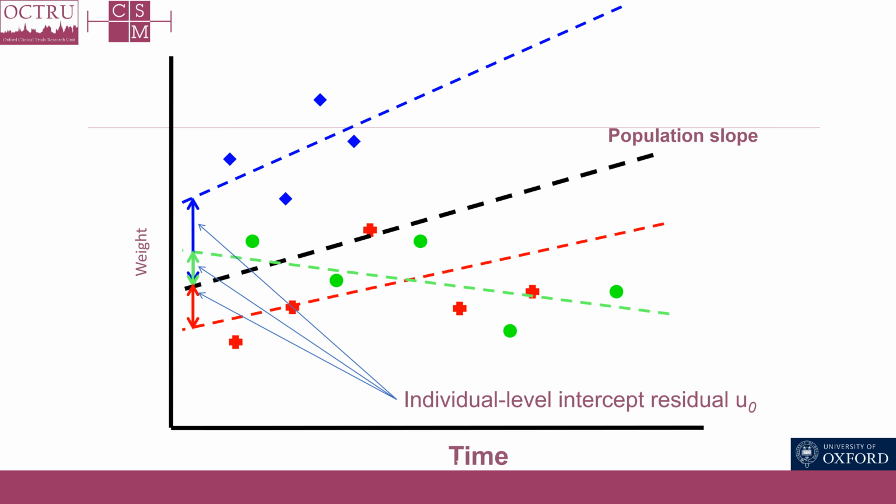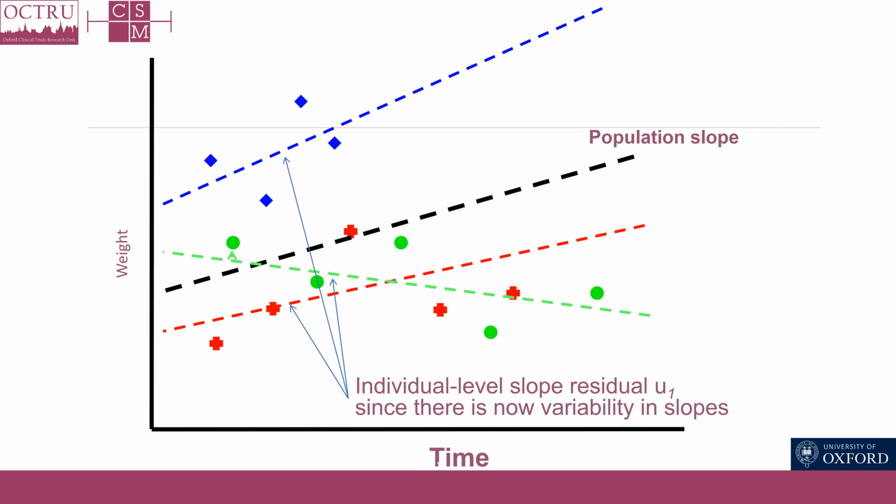So in this model, individuals are allowed to vary around the starting point, with the blue cluster starting higher, the green closer to the average, and the red cluster lower than the average. So it allows for individual level intercept residuals, but also allows how these blue, red, and green clusters change over time. It allows for individual level slope residuals.